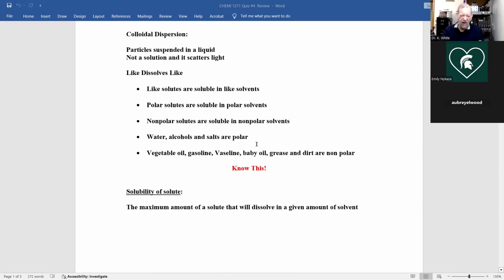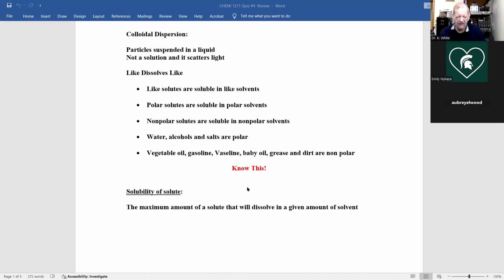An example you should know: water, alcohols like ethanol that you drink, I'm not saying you have to, or rubbing alcohol, which is isopropyl alcohol, and salts like sodium chloride and other salts are polar. Examples of nonpolar things are vegetable oil, gasoline, Vaseline, baby oil, and it's interesting, dirt and grease are nonpolar. And if you take my organic chemistry, you learn how organic chemistry helps you get grease and dirt off your hands, usually using the concept like dissolves like.